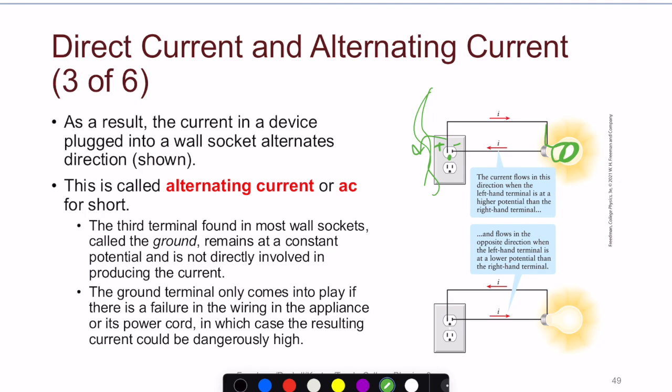So you'll notice that some devices don't have a place to plug in the third hole. Like, for example, many of your phone chargers, and that's just because the current flowing through is not that high. But anything that sends massive amounts of current will have that third prong for safety reasons.